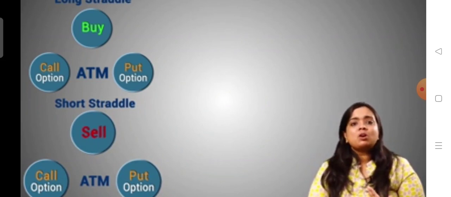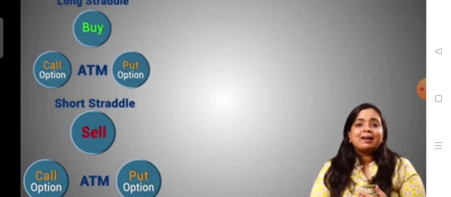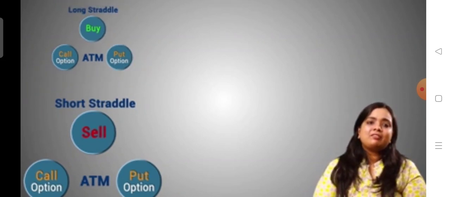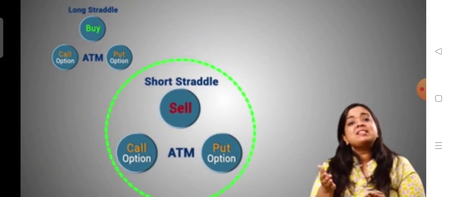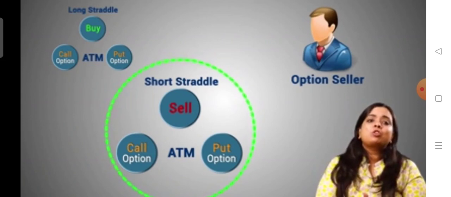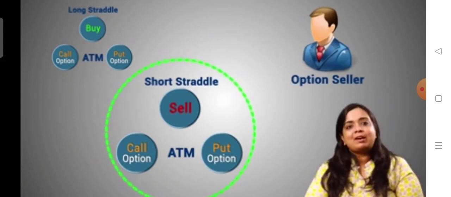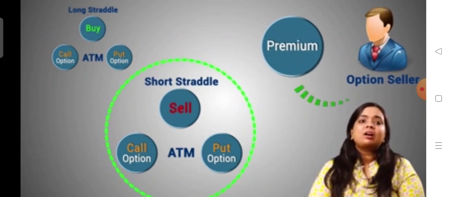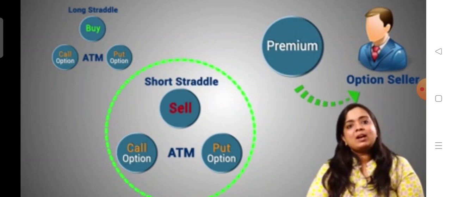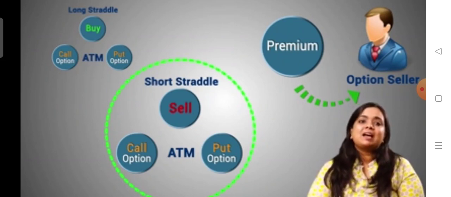Setting up a short straddle is quite straightforward. Instead of buying at the money call and put options like what we did in the long straddle, we simply do the opposite. We sell a call option and a put option at the money strike price, and we receive the premium in our account. Let's look at it with the help of an example.